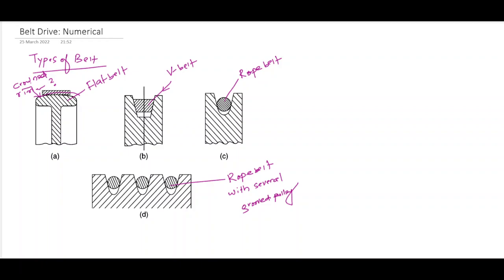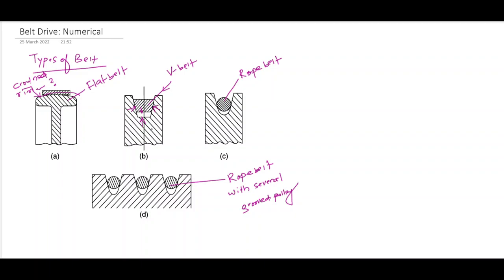And here in the V belt, you can see there is a V-shaped groove provided in the rim of the pulley, so that the V belt will be fitted completely inside, and there is a gap between the lower surface of the belt and the rim surface, so that there won't be much friction, because this side friction is sufficient enough to transmit the power.